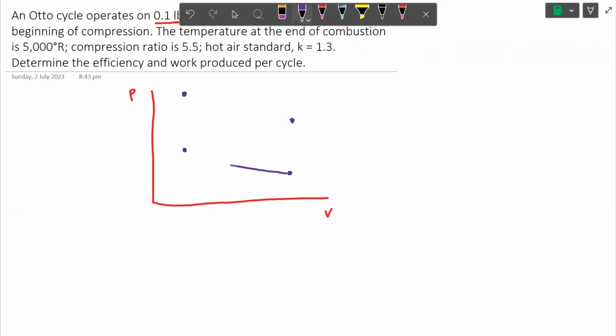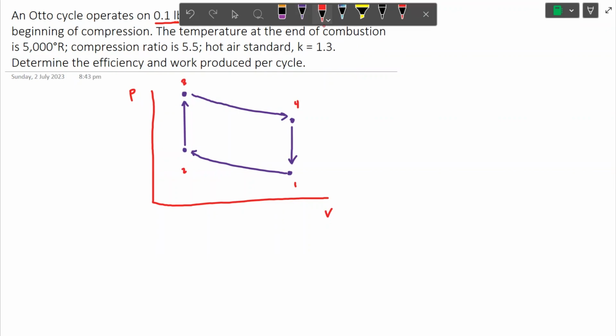So, going from point 1 to point 2, that is isentropic compression. From 2 to 3, that is constant volume heat addition. From point 3 to 4, that is isentropic expansion. And then, from 4 to 1, that is constant volume heat rejection. So, 1, 2, 3, 4.